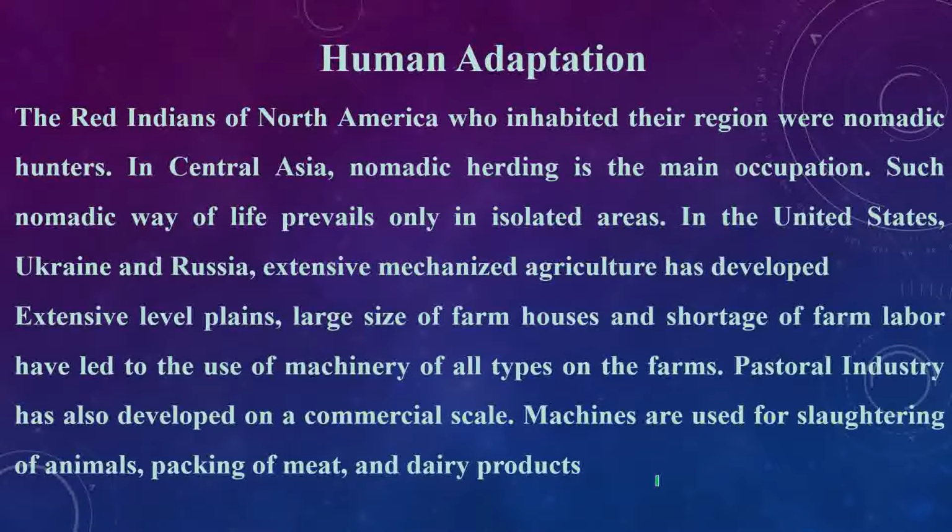In the United States, Ukraine, and Russia, extensive mechanized agriculture has developed. Extensive level plains, large size of farmhouses, and shortage of farm labor have led to the use of machinery of all types on the farm. Pastoral industries have also developed on a commercial scale, and machines are being used nowadays for slaughtering of animals, packing of meat and dairy products.